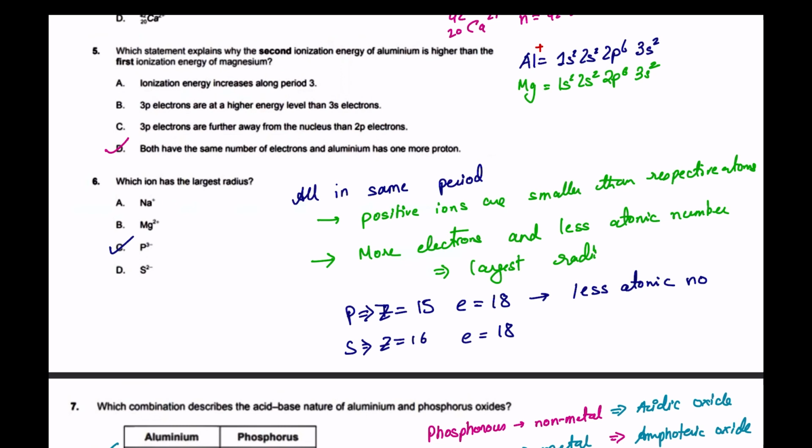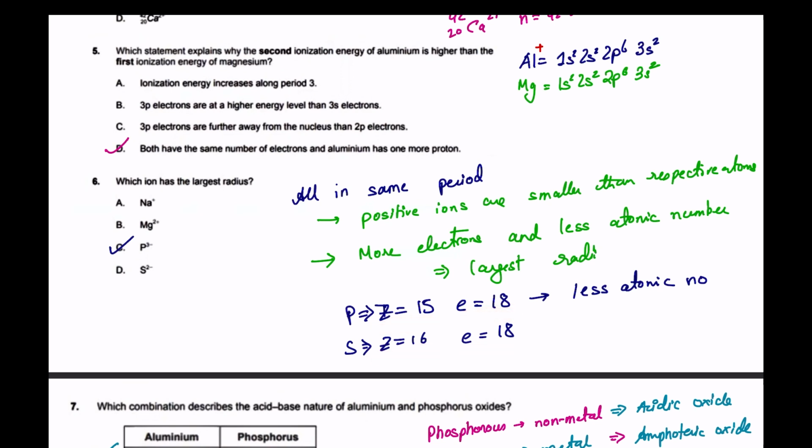As you have more electrons than protons, the electron-electron repulsions come into place, and as a result, the size of the final orbit would increase. Now, we need to check when we have two anions. We need to check the total number of electrons in the outermost orbit, and the atomic number or the number of protons. For phosphorus, the number of protons is 15 and the electrons is 18. For sulfur, the atomic number is 16, or the number of protons is 16, and the electrons is 18.